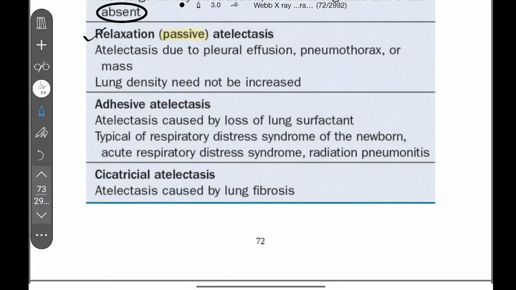Then comes adhesive atelectasis. Adhesive atelectasis means atelectasis caused by loss of lung surfactant. The lung surfactant prevents the collapse of lungs. So if the surfactant is lost, the alveoli will collapse and form an adhesion between the adjacent alveolar membranes. It is typical of respiratory distress syndrome of the newborn, that is RDS, acute respiratory distress syndrome, ARDS, or radiation pneumonitis.